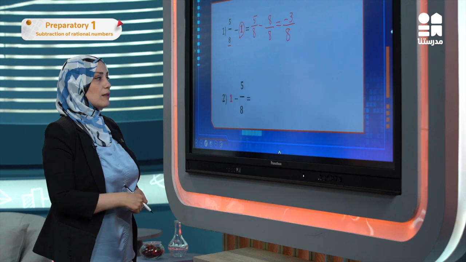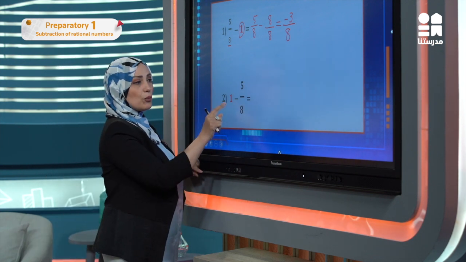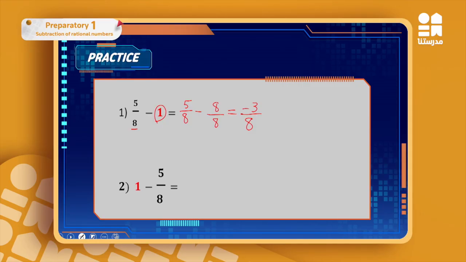The second case. نفس الحكاية. أنا عندي 1 وعندي denominator is 8. So I'm gonna rewrite this one as 8 over 8. طب سؤال. لو أنا عندي denominator هنا 7 يبقى هكتبها as 7 over 7. هنكمل هنا. 8 over 8. Same denominator, so put it as it is. And then 8 minus 5 equals 3.